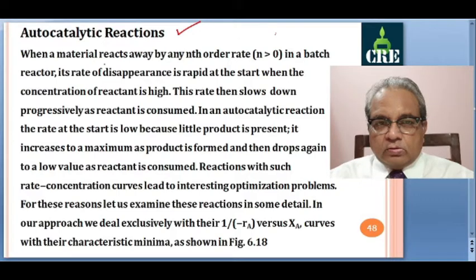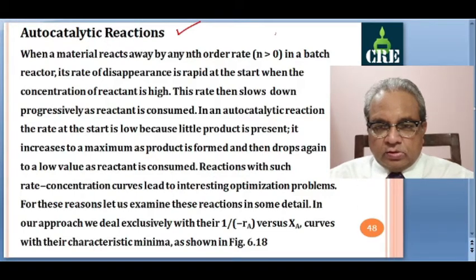When a material reacts away at any nth order rate in a batch reactor, its rate of disappearance is rapid at the beginning when the concentration is high, because minus Ra is equal to K Ca raised to n. So as Ca is high, minus Ra is high in the beginning, and then rate goes on falling. It slows down progressively as the reactant is consumed. In autocatalytic reaction, rate starts as a low rate because little product is present, which then acts as a catalyst. It increases to a maximum as the product is formed, and then it drops again as the low value of reactant is consumed.